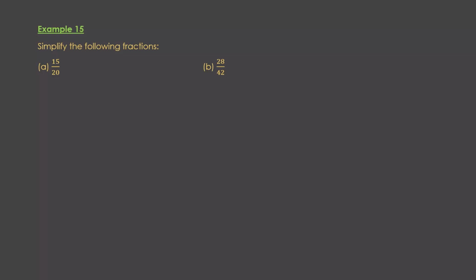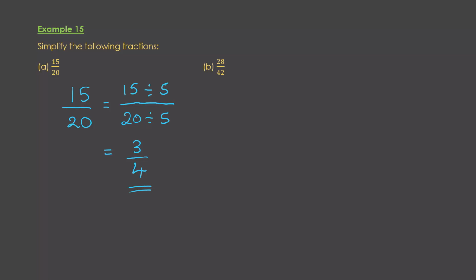So we want to simplify the following fractions. Now let's start with this one, 15 over 20. I can see that both numerator and denominator divide by 5. So I can do 15 divided by 5 and 20 divided by 5. And if I do that, I get 3/4.